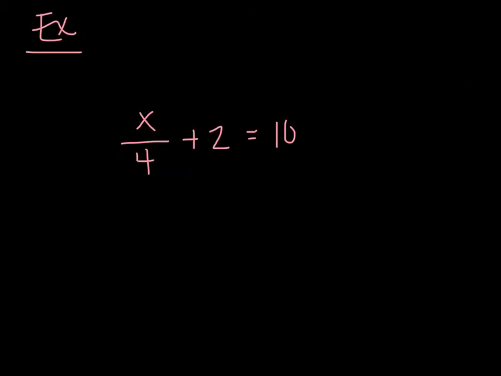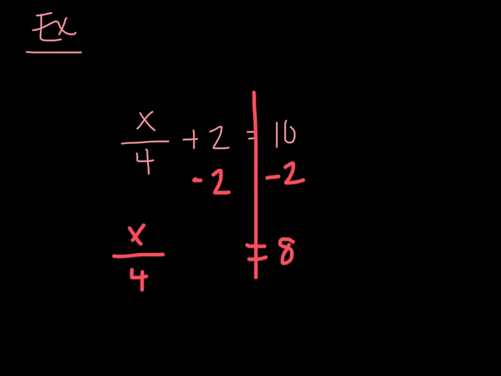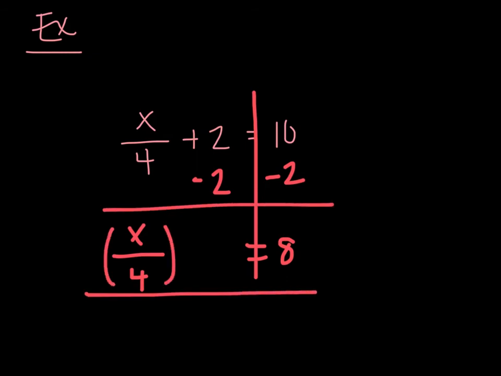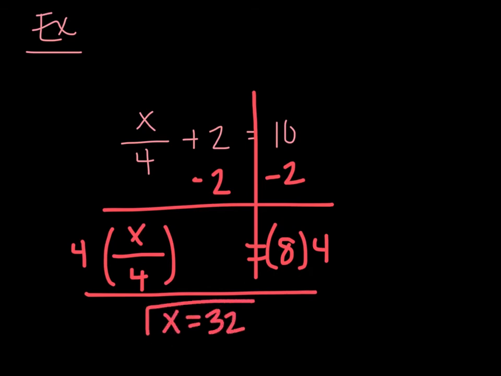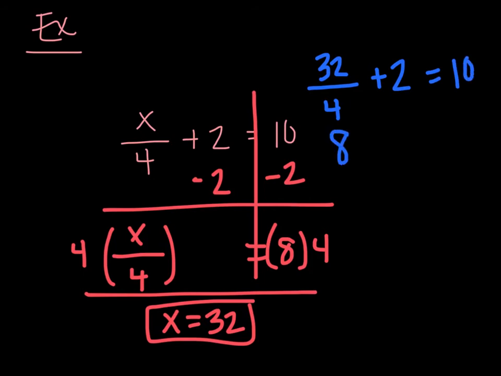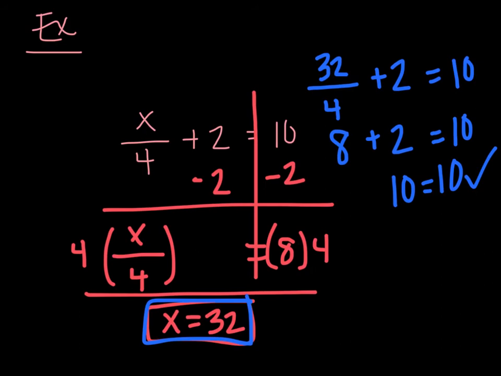I want you to pause the video and try this next example on your own. You should have gotten x equals 32. If you plug that in, 32 divided by 4 plus 2 should give you 10. 32 divided by 4 would give us 8, plus 2, and 8 plus 2 will give us 10, and since 10 equals 10, I know I had the correct solution. X was equal to 32.